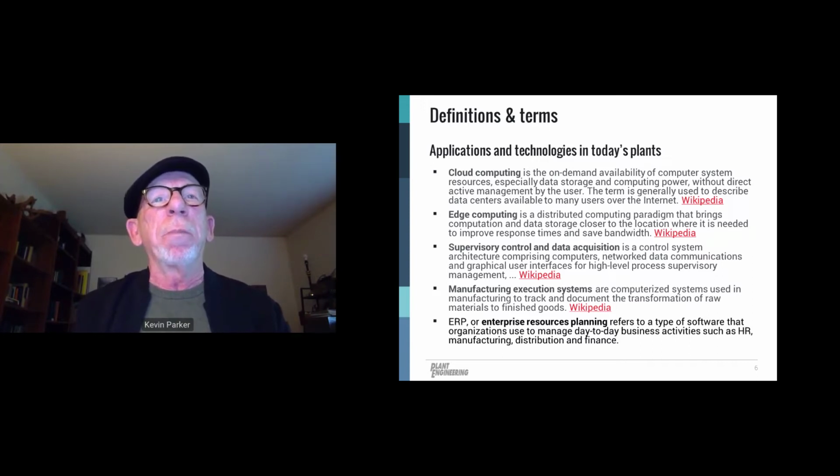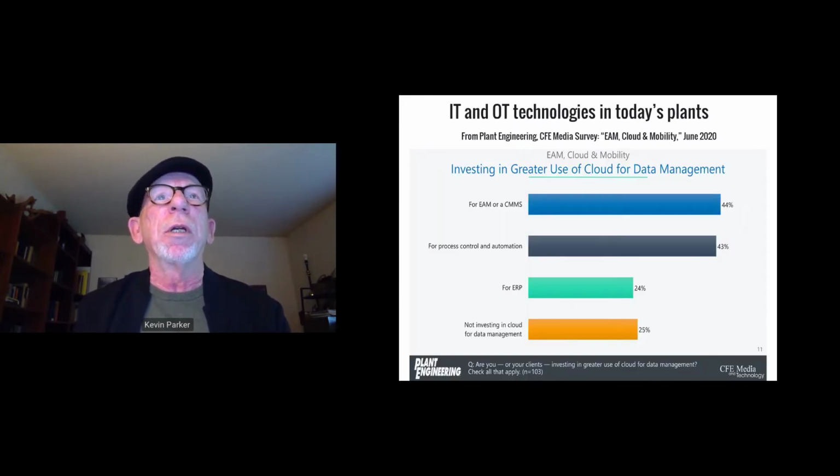And finally, ERP, or enterprise resource planning, which tends to be the single source of truth in most manufacturing companies and combines the very most important processes such as HR, manufacturing, distribution, and finance. But in the last 20 years it has really expanded its footprint to almost every corner of the manufacturing enterprise.